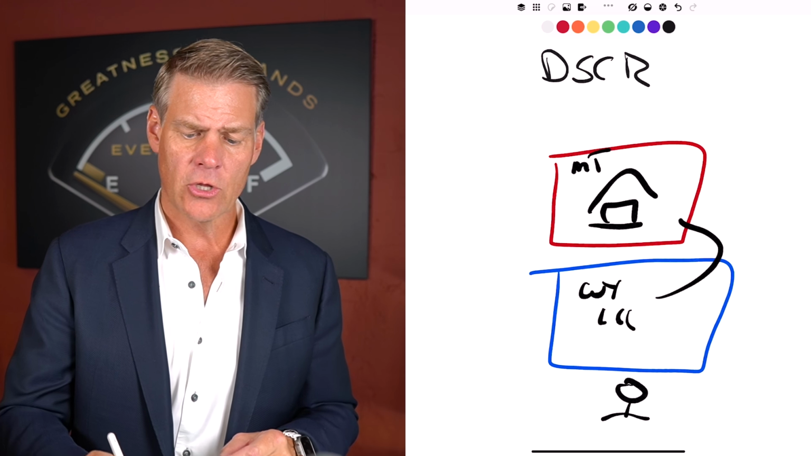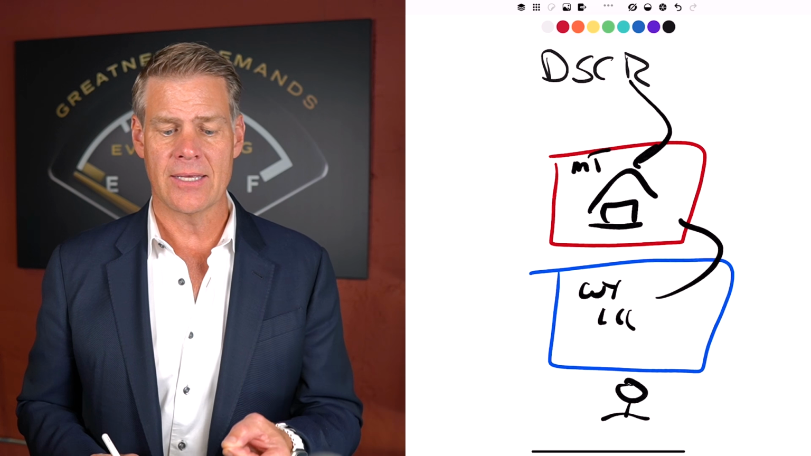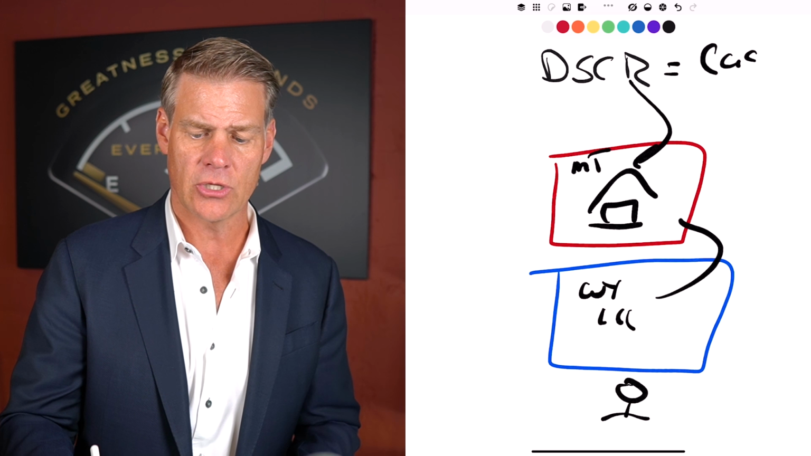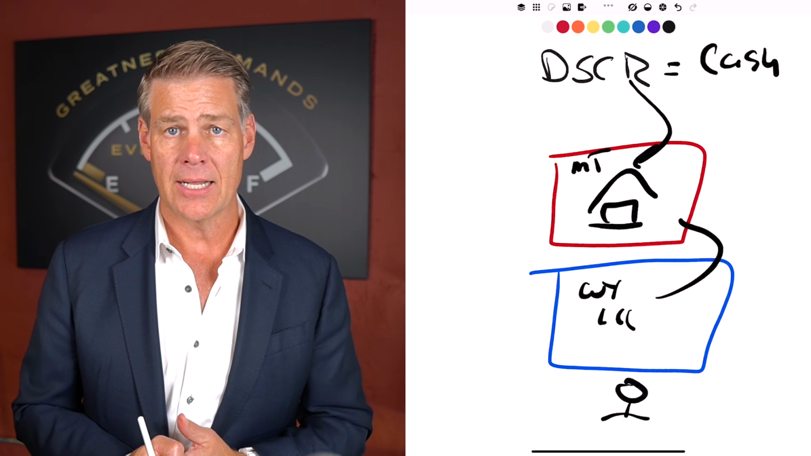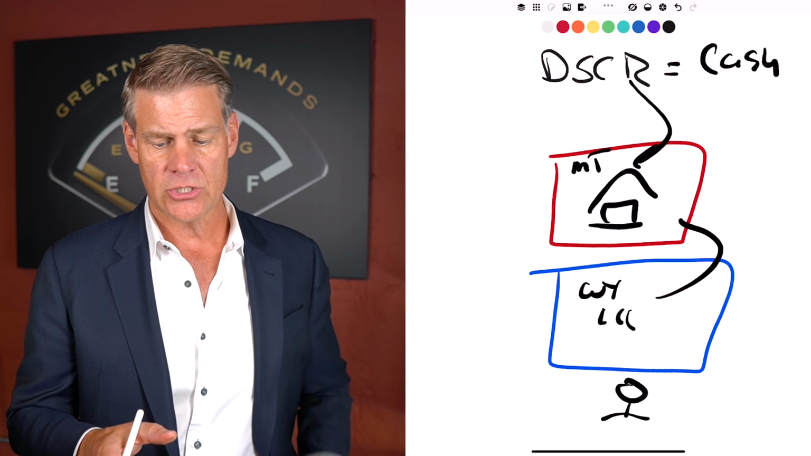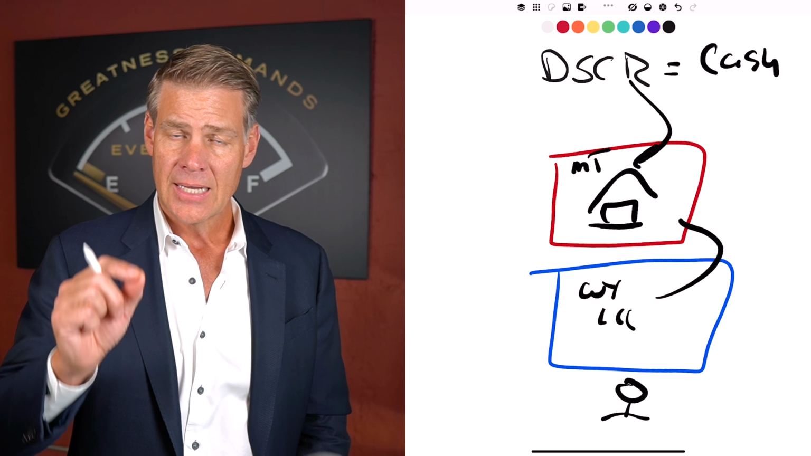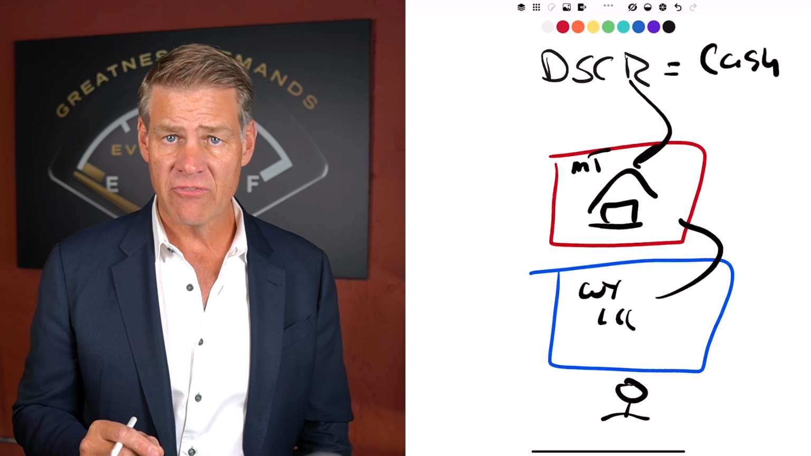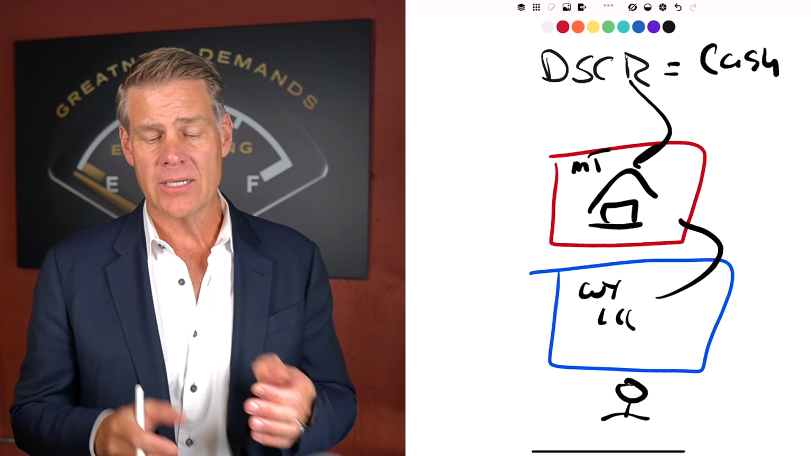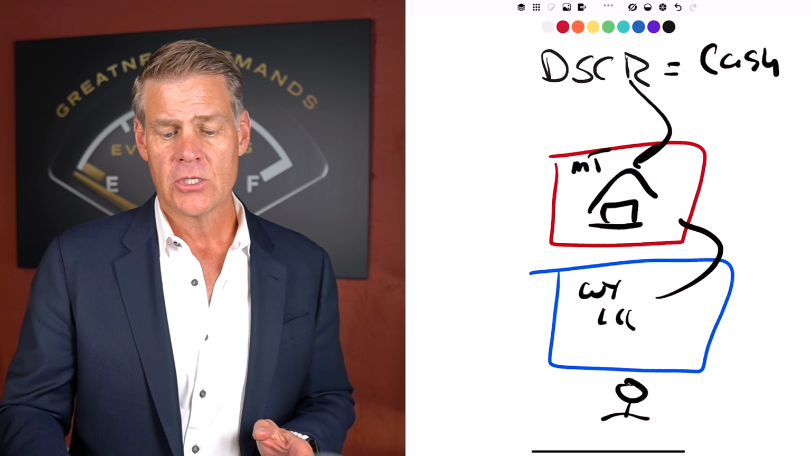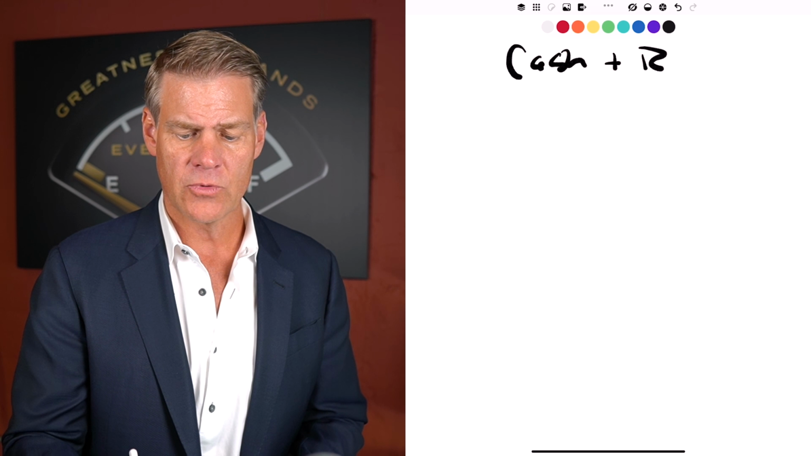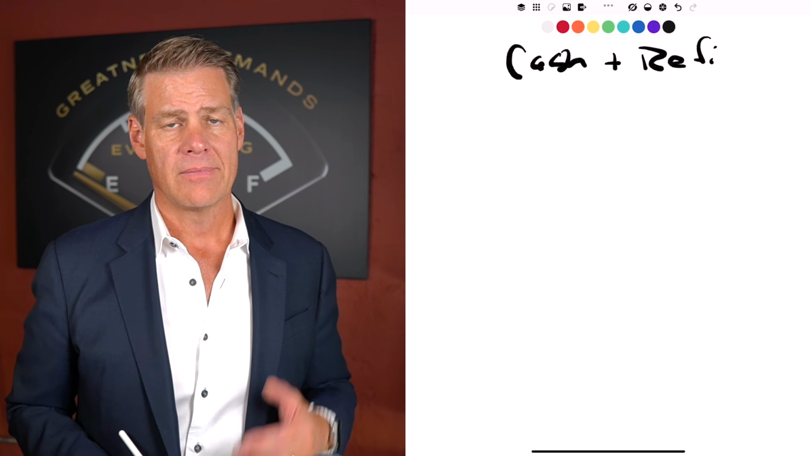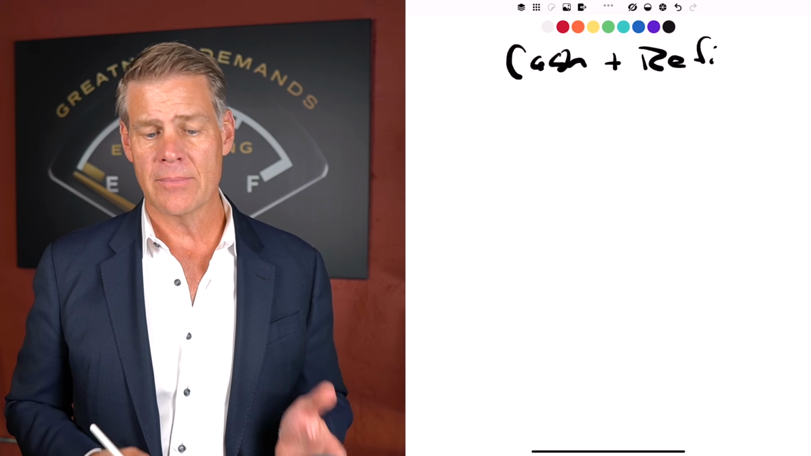Now, the DSCR loan, because you're allowed to close directly in the LLC, it also is the cash loan as well. So if you're going to buy for cash, this is how I would set it up in this type of structure that I just shared with you. But I did tell you if you plan to refi it, you may want to not adopt this type of structure. So if you're going to buy for cash, we'll call this the cash plus refi, then this is a scenario where I'm going to tell you this.